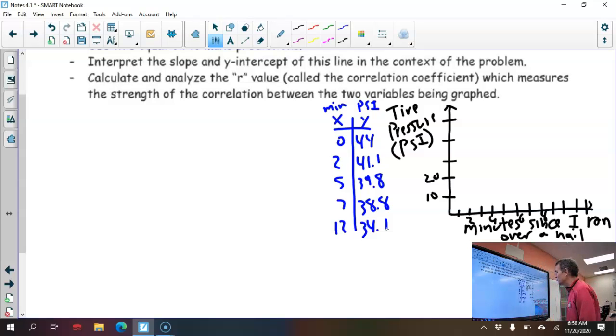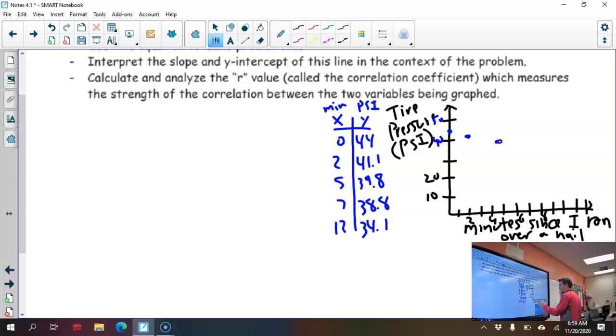So I'm going to graph these ordered pairs on the graph. So 0, 44 might be about right here. A little bit between, right? This is 40 and this is 50. And I'm a little bit less than halfway. Then when I get to 2, I'm just a little bit over 40, so maybe like right there. Then when I get to 5, I'm a little bit under 40, so maybe about right there.